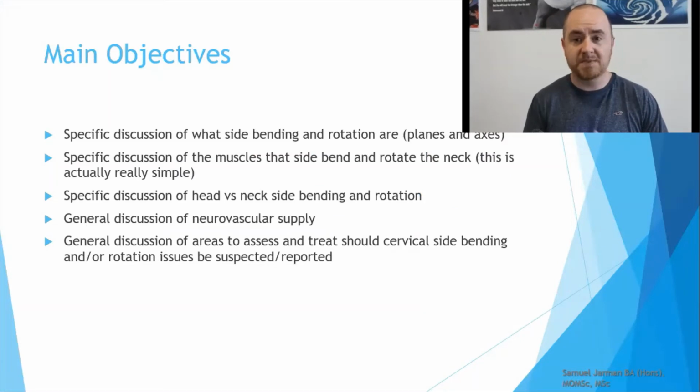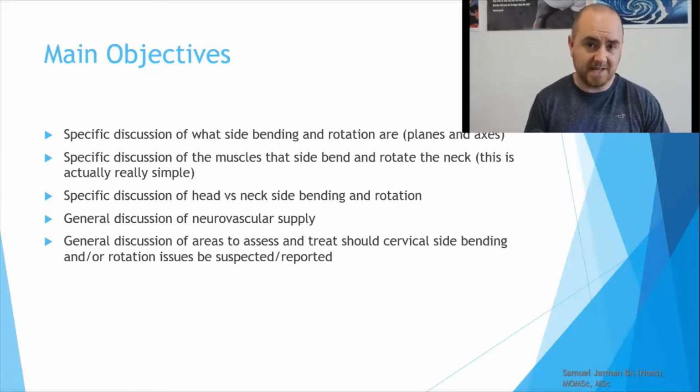So our main objectives here are a specific discussion of what side bending and rotation are, because this one is about cervical side bending and rotation. So we are going to discuss planes and axes. Now we've done this with respect to cervical flexion and cervical extension, and those are both in the sagittal plane. But here we have to discuss both the coronal or the frontal plane and the horizontal or transverse plane and their associated axes.